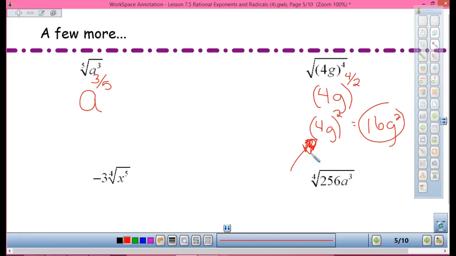This one, what do you do with the -3? You left it alone. So we have -3 and then x to the 5/4. Very good.